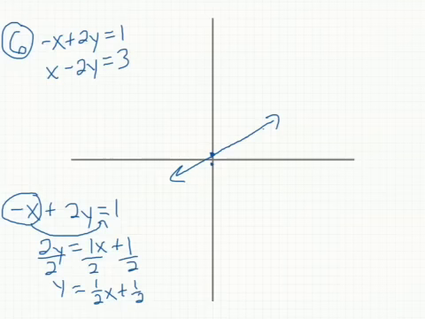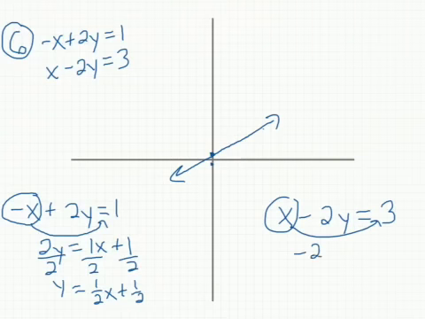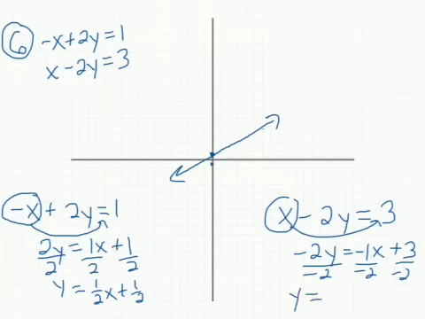Now to put the second equation into slope-intercept form, it's the same concept. I take x and move it over, and x becomes negative 1x. I then divide to isolate y. I divide everything by negative 2. And now I have y equals 1 half x minus 1.5. So I'd be down here at negative 1.5, and I'd have that same slope, up 1 over 2, up 1 over 2, up 1 over 2.